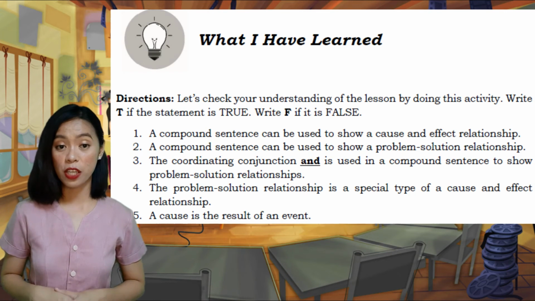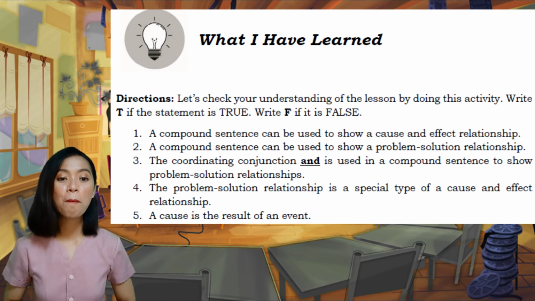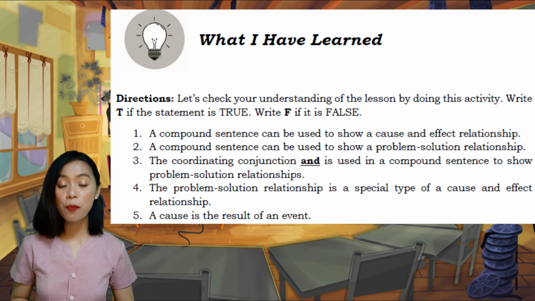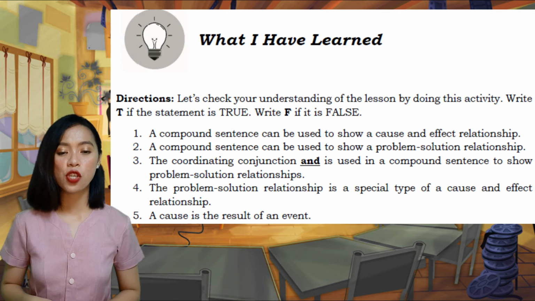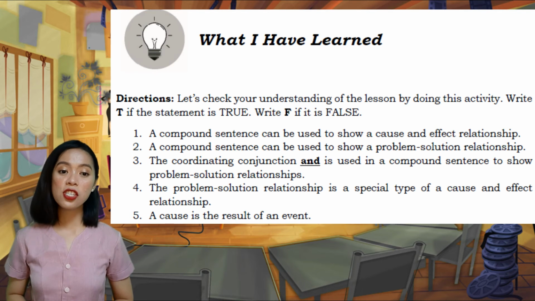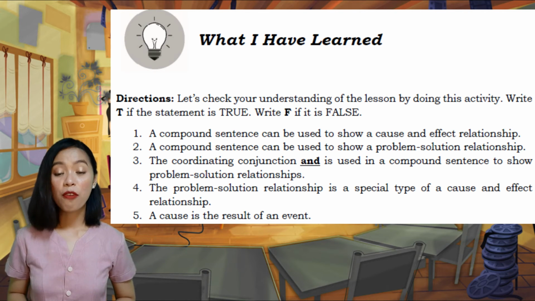Write T if the statement is true and F if it is false. Number 1. A compound sentence can be used to show a cause and effect relationship. 2. A compound sentence can be used to show a problem-solution relationship. 3. A coordinating conjunction and is used in a compound sentence to show problem-solution relationships. 4. The problem-solution relationship is a special type of a cause and effect relationship. 5. A cause is the result of an event.